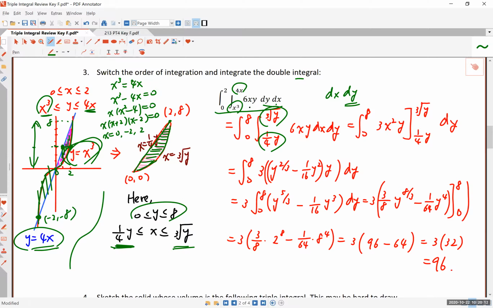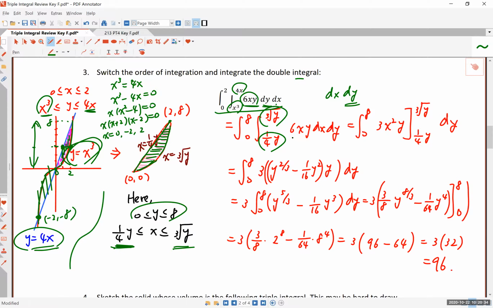And by the way, sometimes, it's not the case here, but sometimes this integrand, you can only integrate in one order, but not the other. So the switching may be required in order to evaluate the integral. All right, so that is why you need to learn how to switch the order of integration.